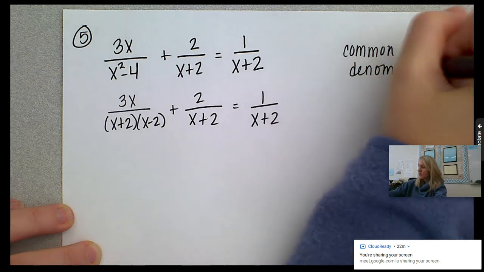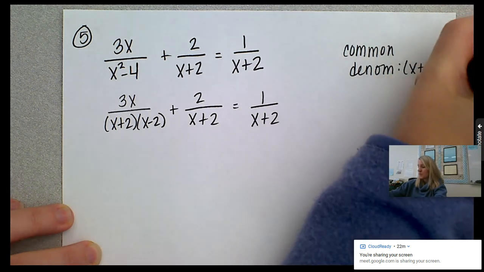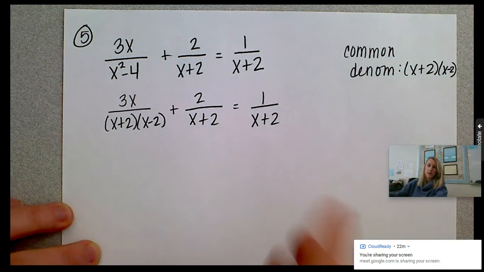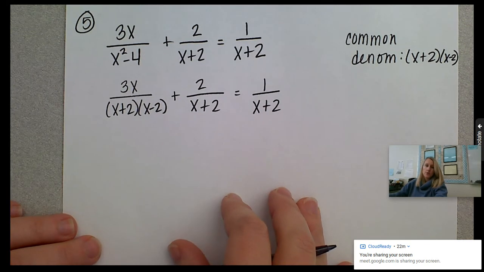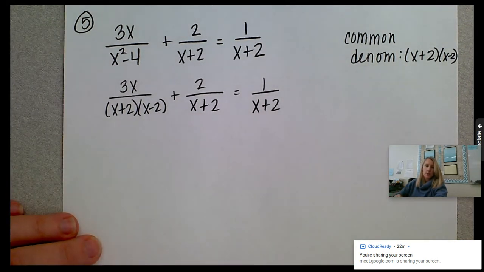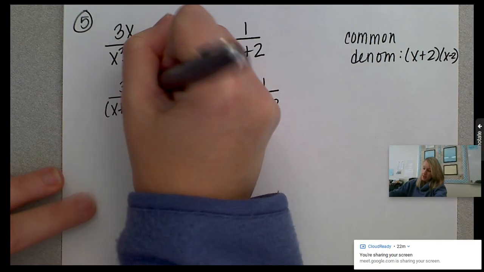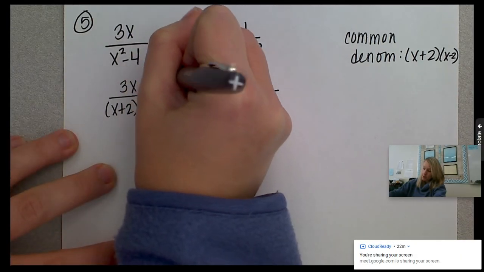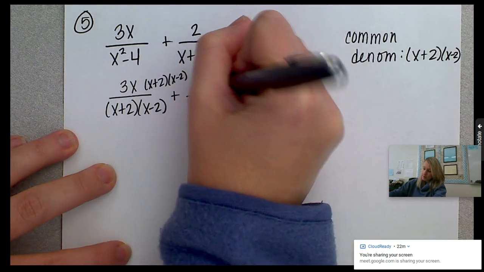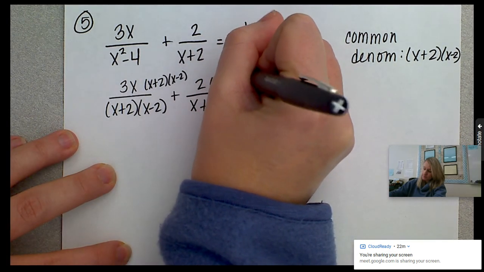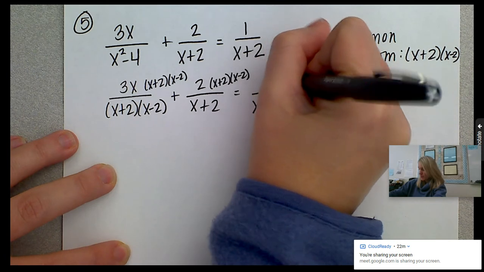And in this case, it would just be x plus 2, x minus 2. We're in good shape, just making sure that everything is represented. So everything is going to get multiplied by that. Everything gets multiplied by x plus 2, x minus 2. I basically just put it with every single term. And watch the magic happen here.